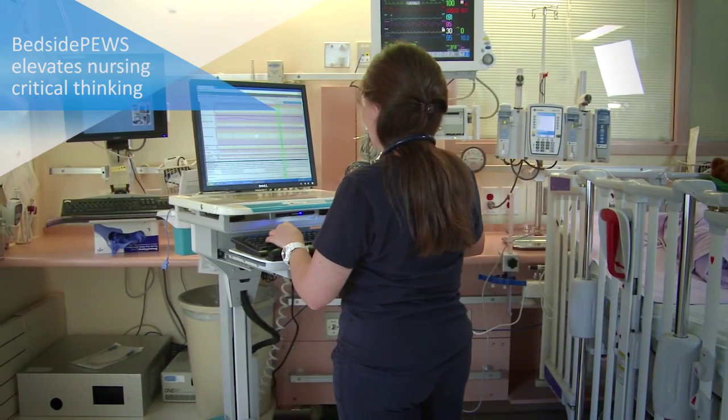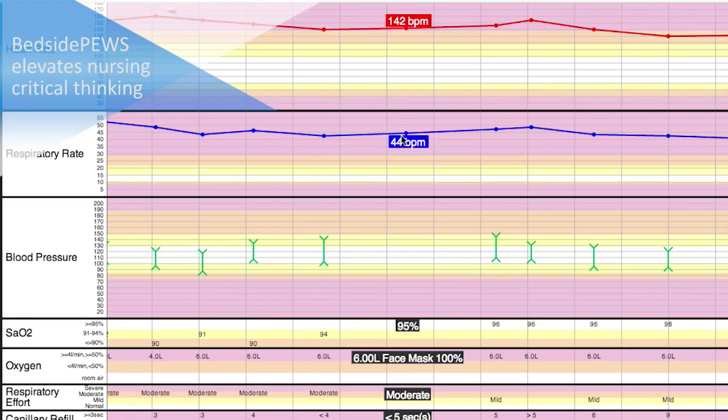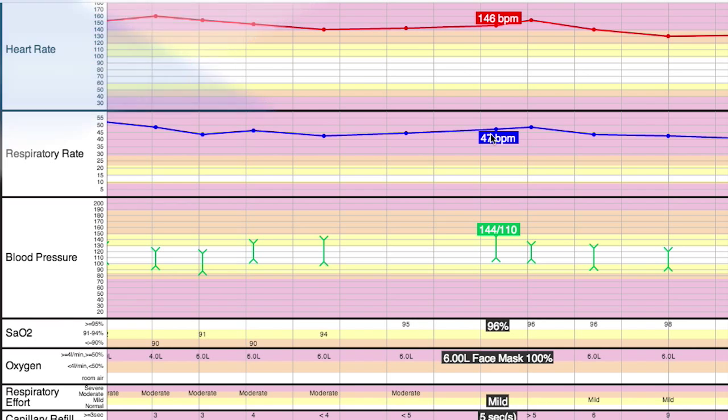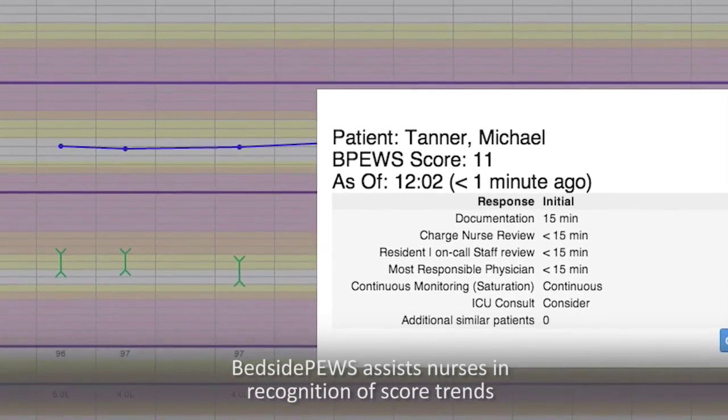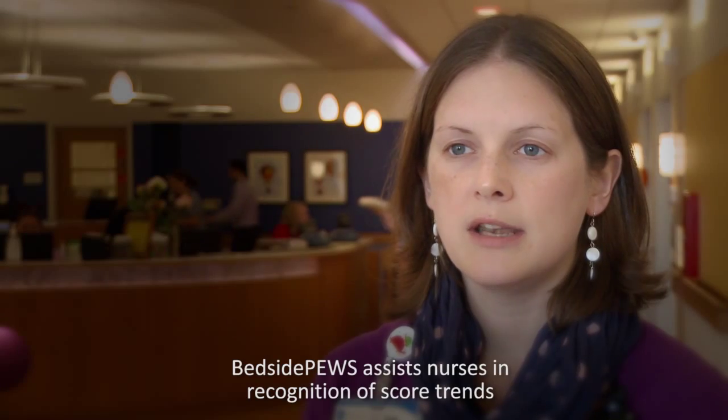Using BedsidePEWS as a system of care has helped to elevate nurses' critical thinking. As an example, nurses have started to recognize the score trends that are normal for a specific patient population. And when their patient's score falls out of that predictable trend, they know that they need to think differently or do something else.